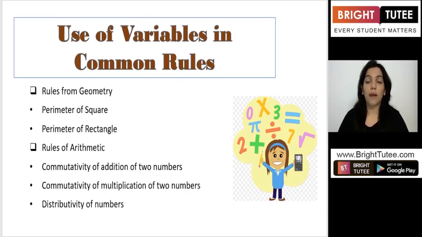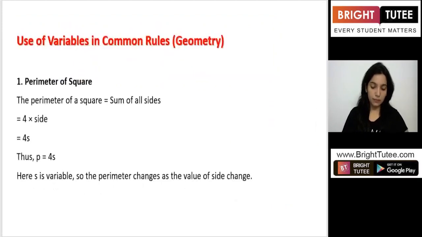By the end of this class, when you learn about variables and common rules, you will learn about the rules from geometry, that is the perimeter of a square and the perimeter of a rectangle. Then in arithmetic, you will see the commutative rule of addition of two numbers, the commutative rule of multiplication of two numbers, and the distributive rule of numbers. So let us begin our lesson, where we are going to learn about the use of variables in common rules. We are going to start with the rules that we learn in geometry.